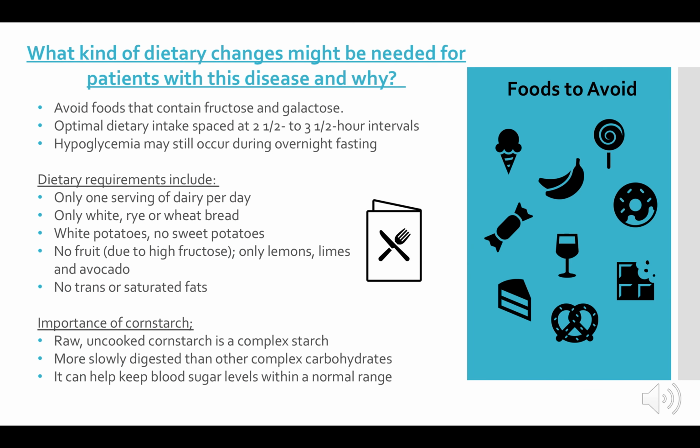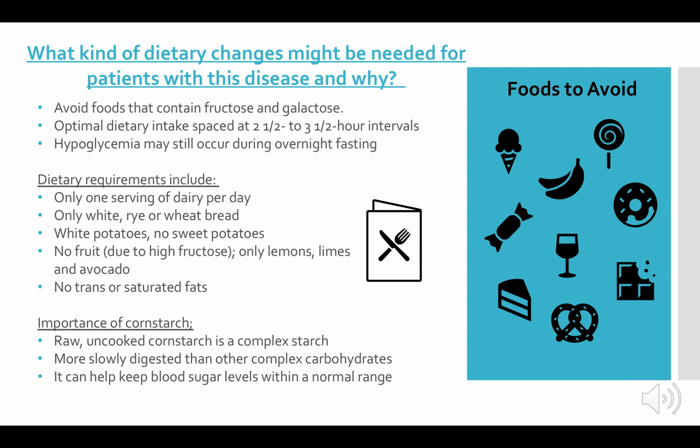Patients with von Gierke disease are restricted to a diet that avoids the consumption of foods that contain fructose and galactose. It is important to limit the intake of non-usable sugars to prevent increased glucose levels. Blood glucose can be maintained within the normal range during the daytime, with an optimal dietary intake spaced at 2.5 to 3.5 hour intervals. However, hypoglycemia may still occur during overnight fasting.